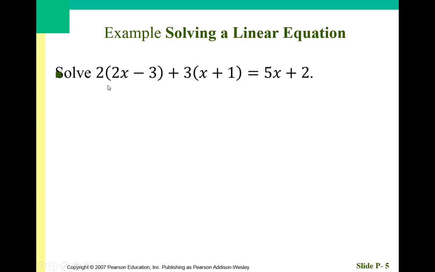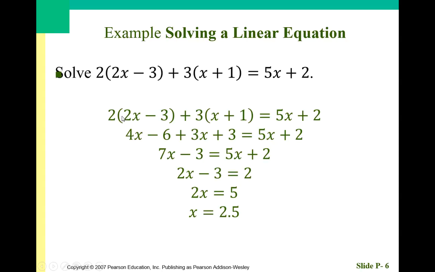So for this particular problem, I'm going to start off by doing some distributive property. 2 times 2x, 2 times negative 3, 3 times x, and 3 times 1. Sorry, it all just spits it out like that. So I multiply through that, gives me 4x minus 6 plus 3x plus 3 equals 5x plus 2. I'm going to combine my like terms. The 3x and the 4x give me a 7x. The negative 6 and the positive 3 give me a negative 3.